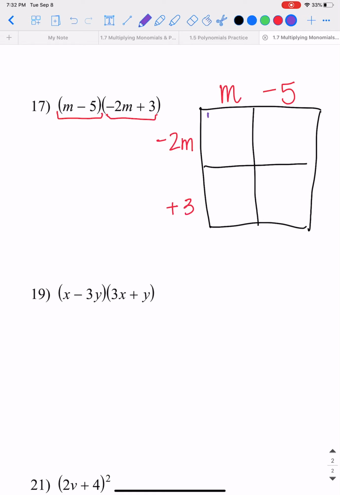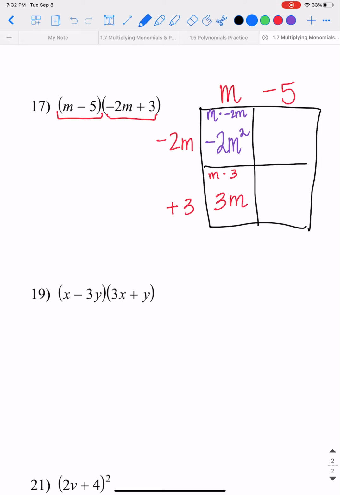Then with the box method, all we're doing is in each little box here, you're multiplying the two terms that meet or intersect at that box. So with this first box here, we're taking m times negative 2m. Okay, and you don't have to write what we're doing here. I just wanted to show you that extra step. So m times negative 2m is going to give me negative 2m squared.